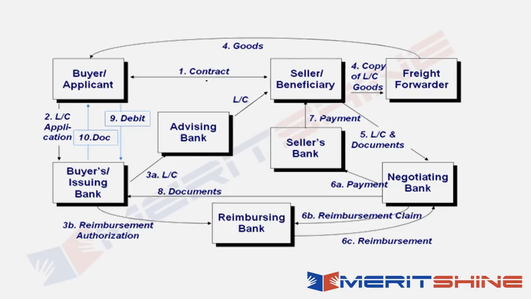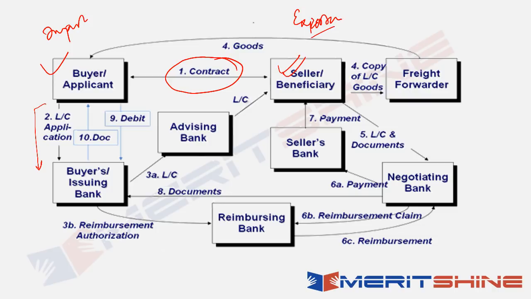So what happens? First step always is the sales contract. The buyer or the applicant gets into the contract with the seller. This guy is the importer here, and the seller is the exporter here. This exporter does not trust him, so he asks, dude, please open an LC. So he goes to his buyer's bank, the issuing bank, and this LC is opened. Now this is the advising bank.